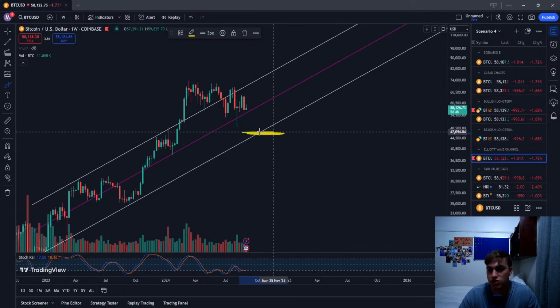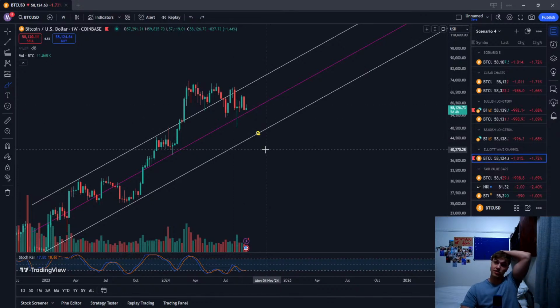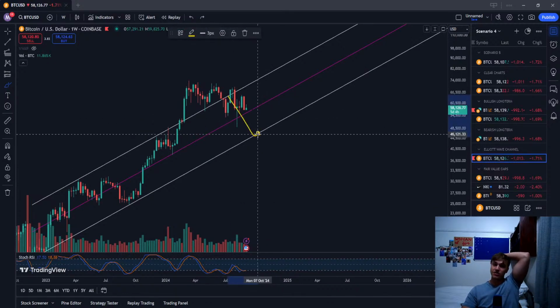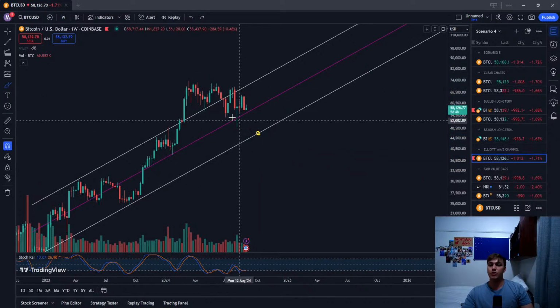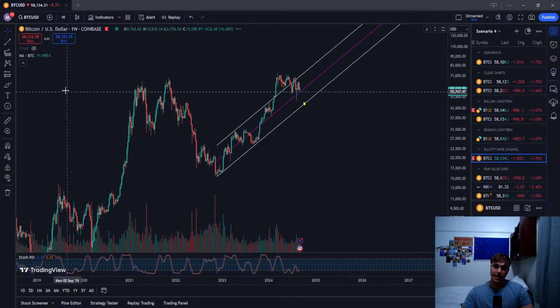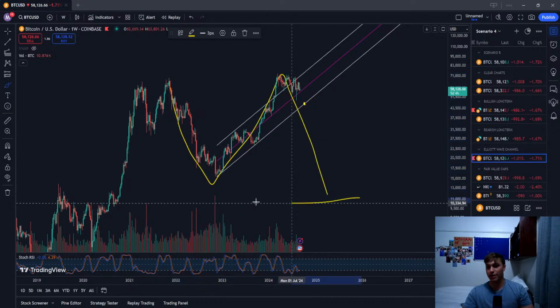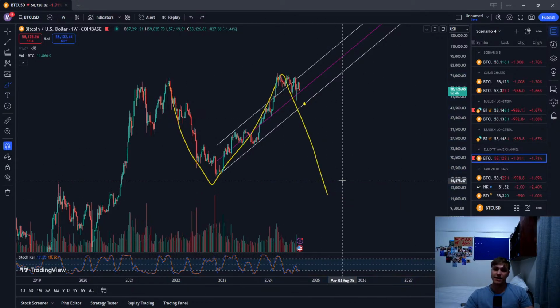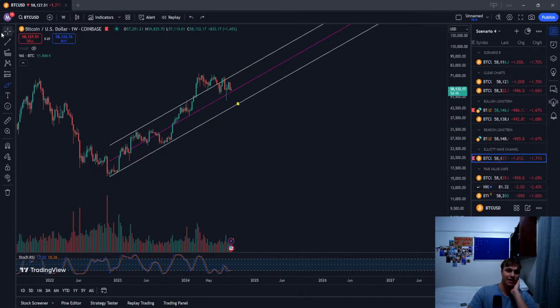If we do break this channel, that's where bearish scenarios come into play. Breaking this channel, smashing through it like we kind of did up here, then I would be looking at something a lot more bearish, something like an A, B, and a C on the larger time frame, back down to maybe even those $9,000-$10,000 levels. We don't want to see that. That wouldn't be lovely for Bitcoin.